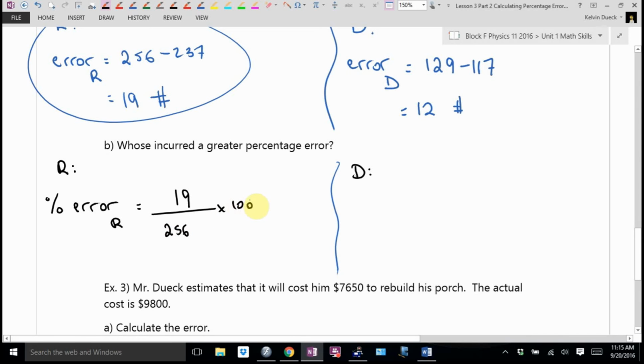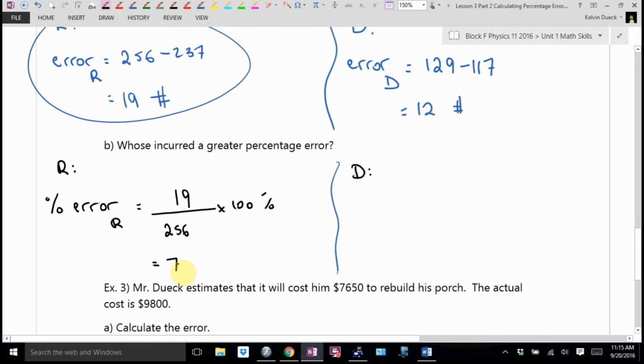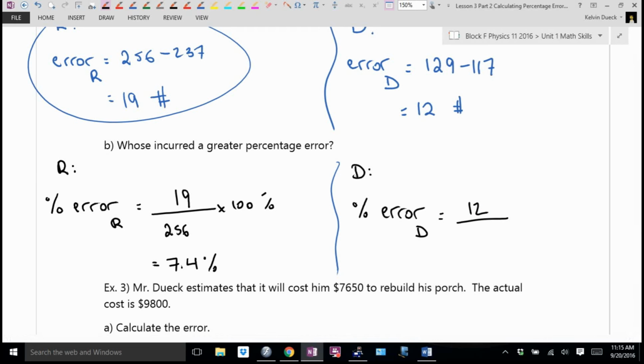And then times 100%, we get, I'll go to, again to 2 sig figs, 7.4%. Is that right? Yeah. Okay. The percent error for Dagmar, that's going to be 12 divided by the correct, the accepted, the true value for Dagmar, which is what? 129? And then times by 100 to make it a percent.